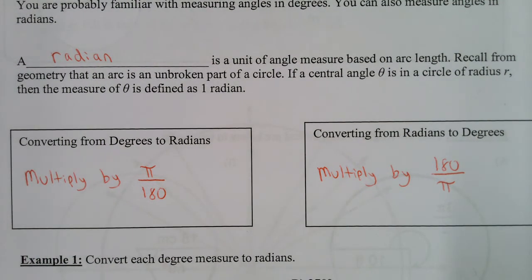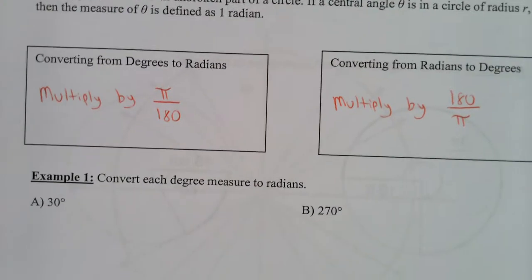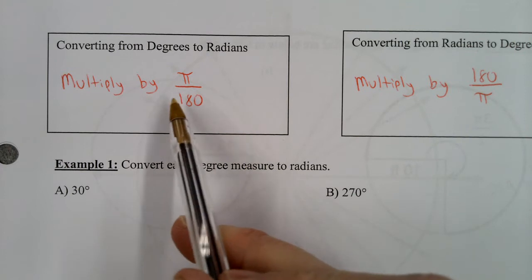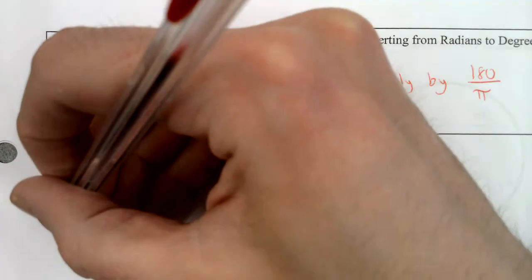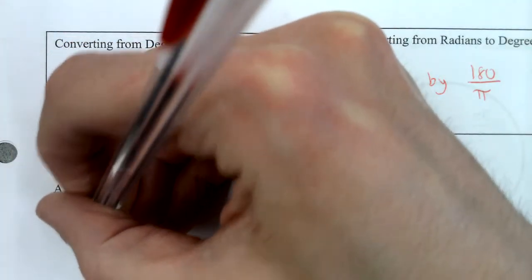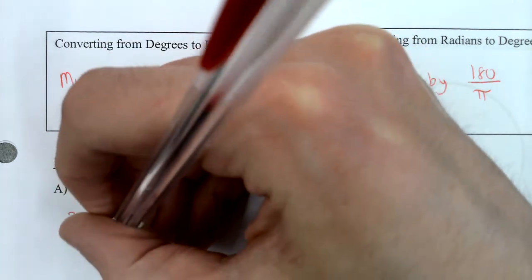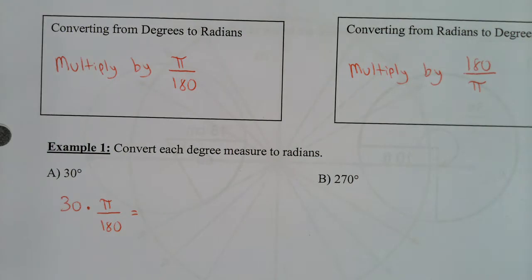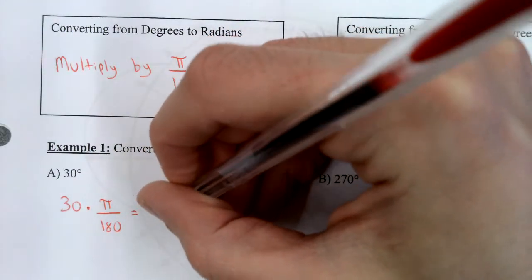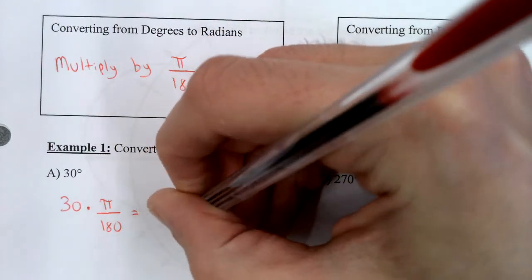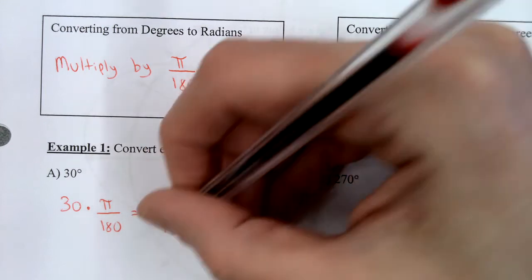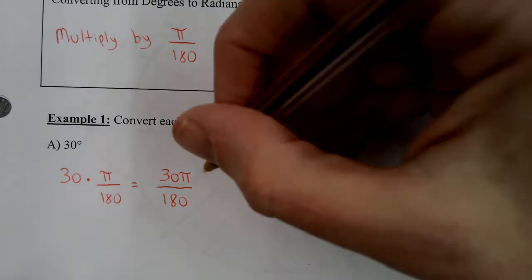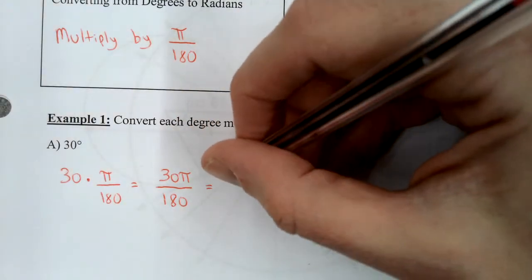All right, so example one, convert each degree measure to radians. Okay. So we're going to take 30 degrees and you're going to multiply by pi over 180. That equals 30 pi over 180. And you should always simplify the fraction. So if you divide each one by the GCF of 30, it gives you pi over 6 radians.